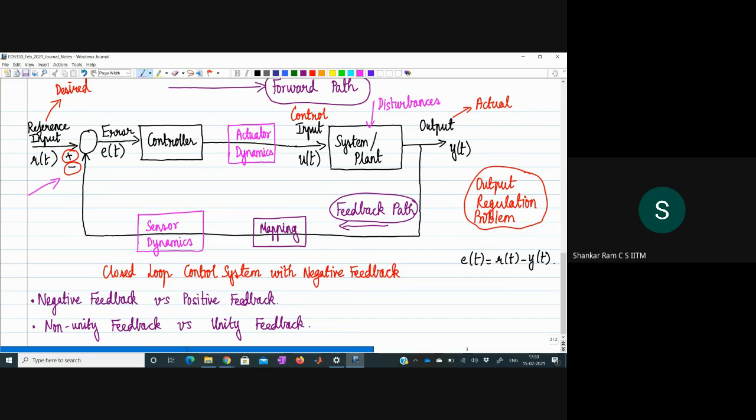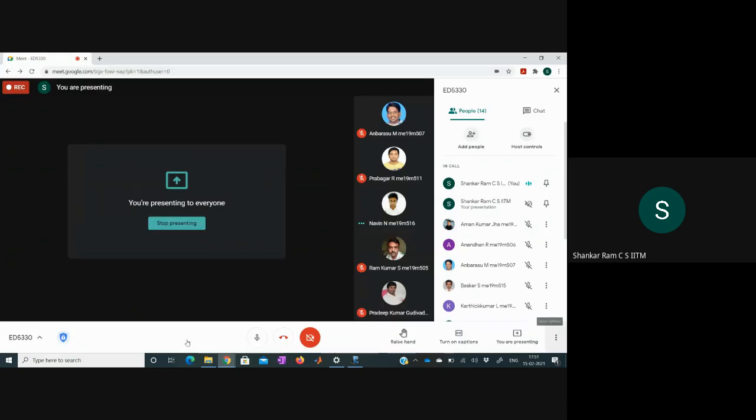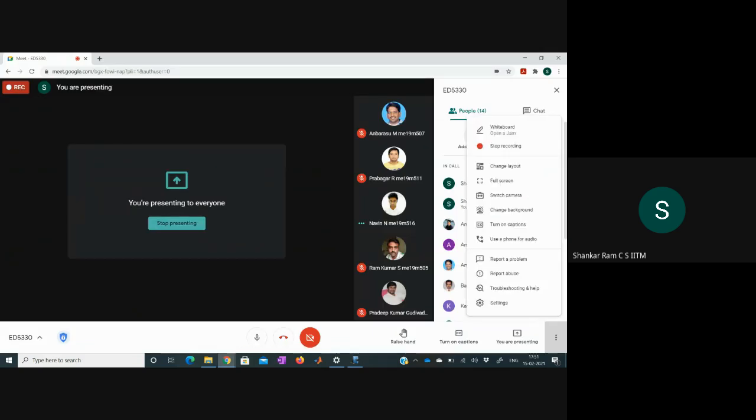As far as our initial discussion is concerned, we are going to consider a very simple layout, and as we go along, we will look at other aspects like actuator dynamics and so on. So in this particular course, I hope the overall concept of the layout of a closed loop control system with feedback is clear. Any questions on this? What I will do is stop this lecture here, and then we will continue.